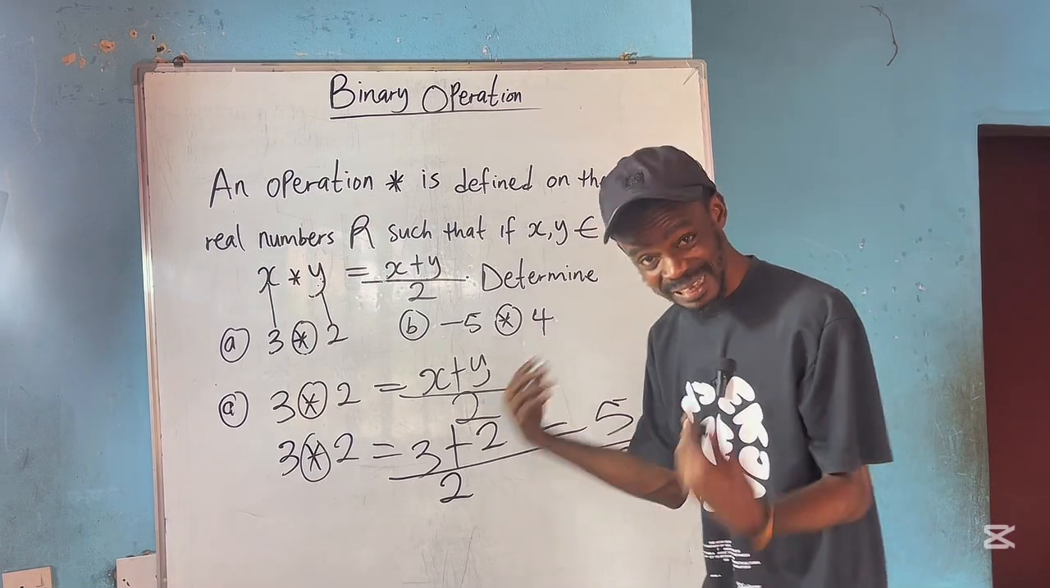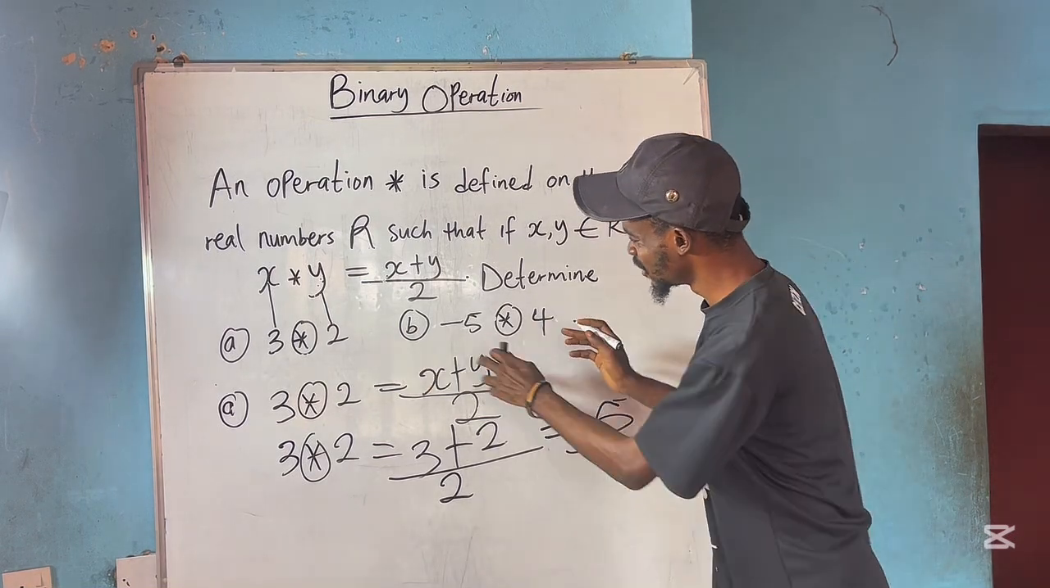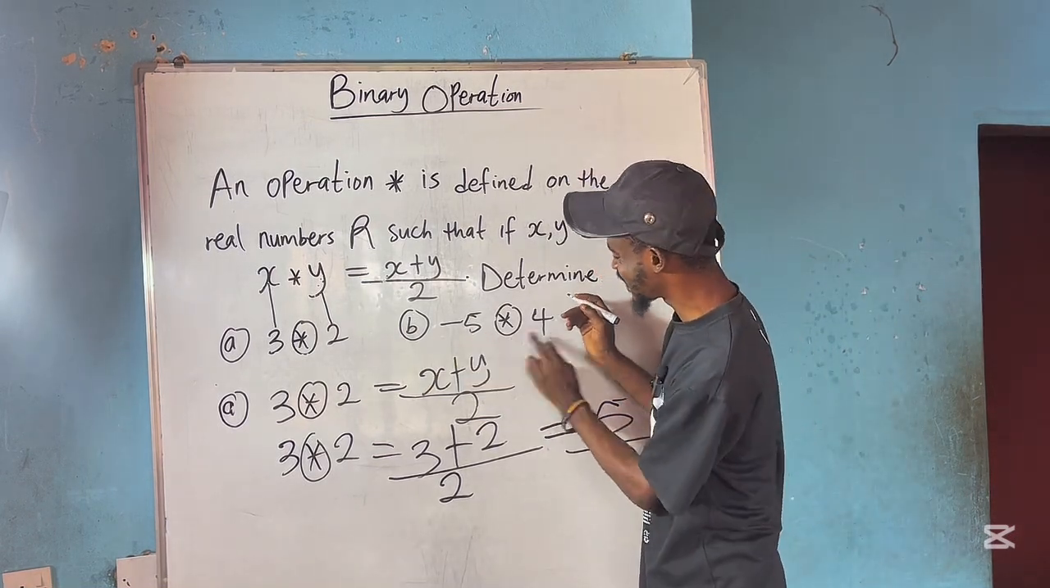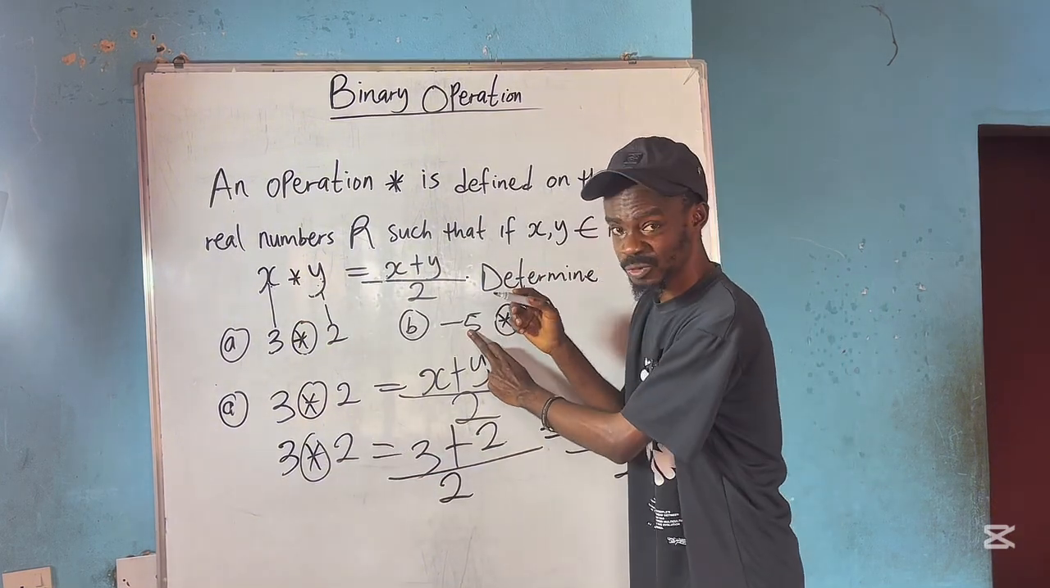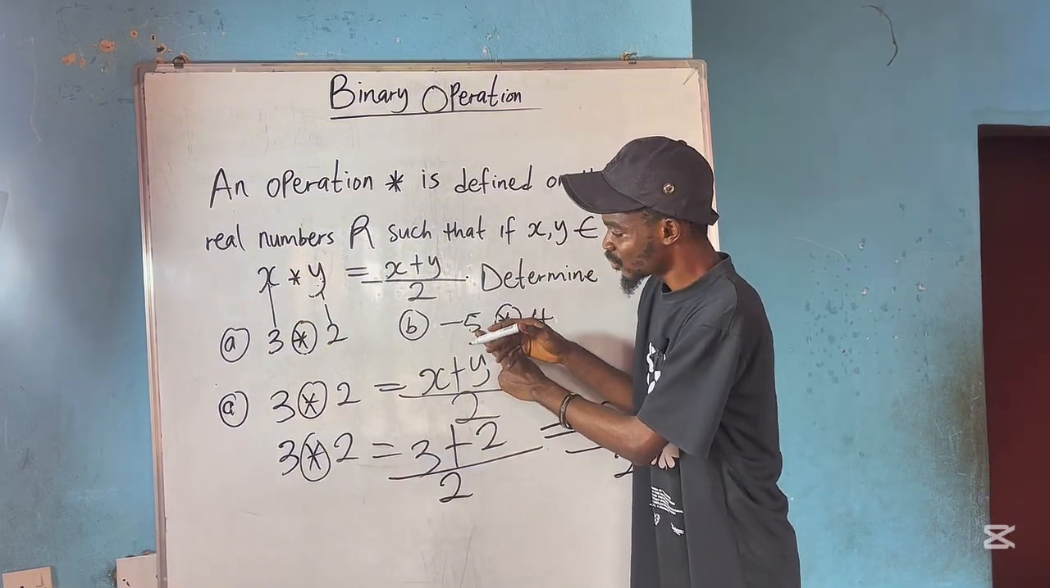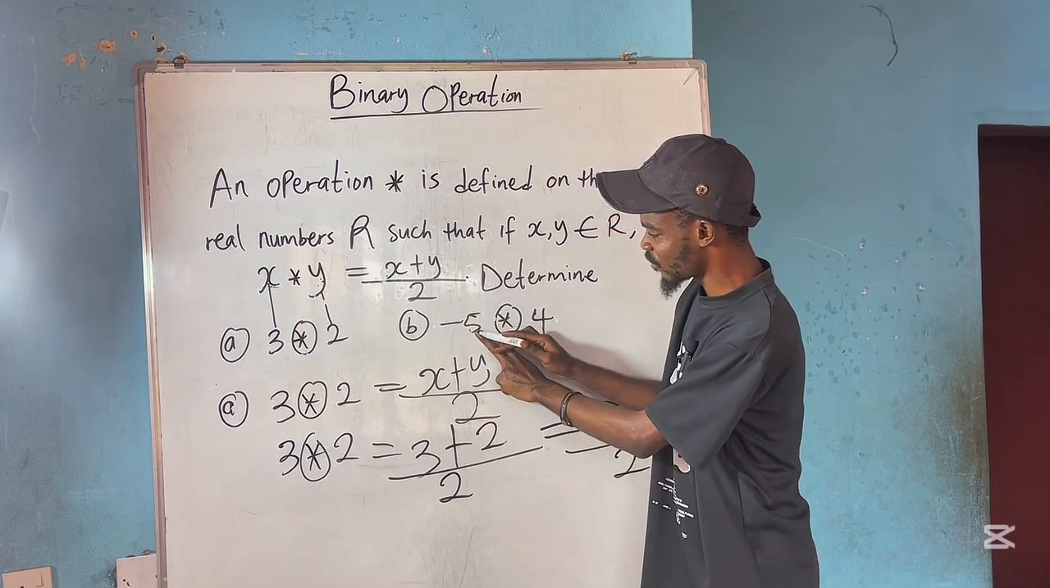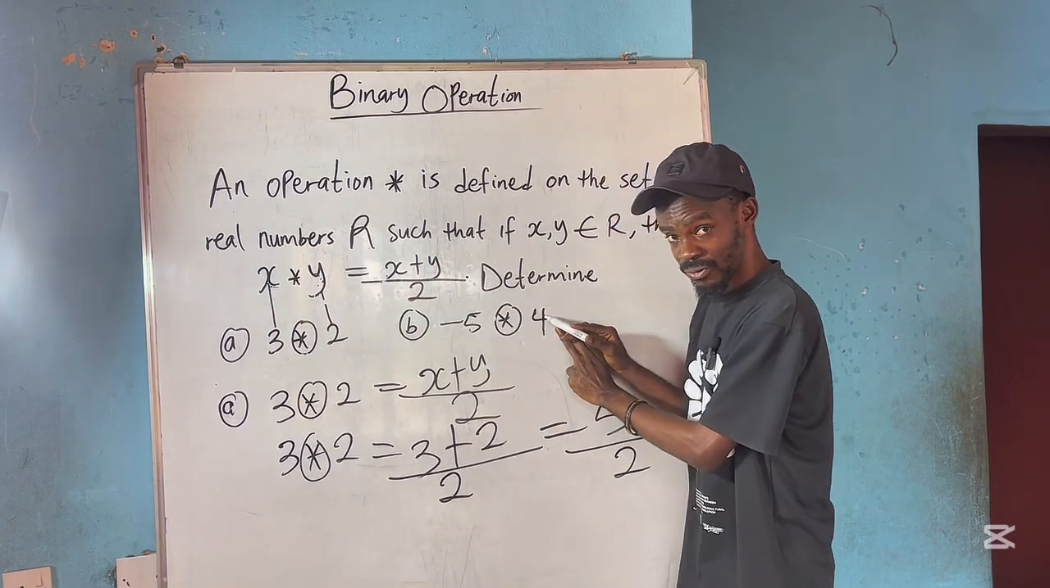Very simple. That is the answer. Now, the second question is find minus 5 asterisk 4. It is also very simple. Now, the x now is minus 5 because minus 5 is the first term. So, x now is minus 5 and y is 4.